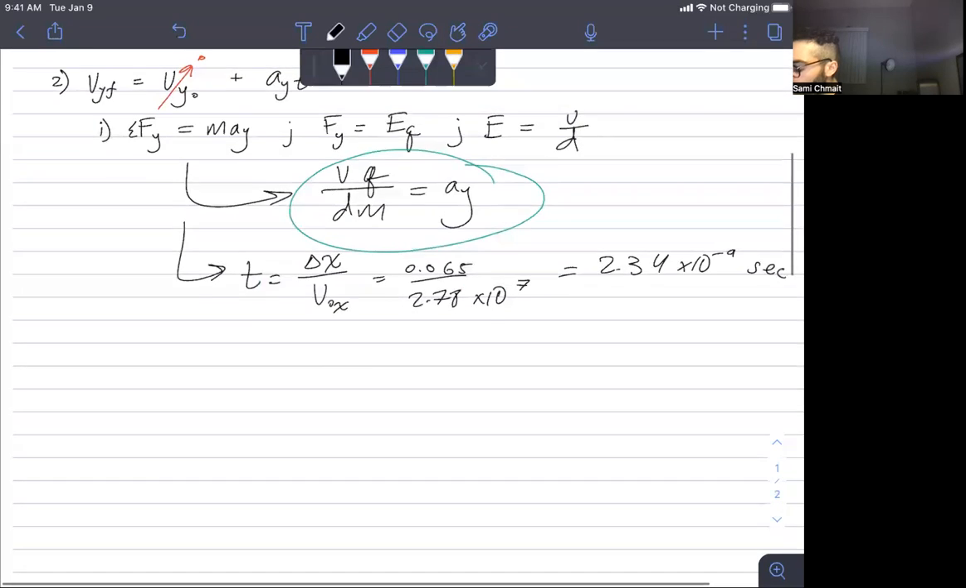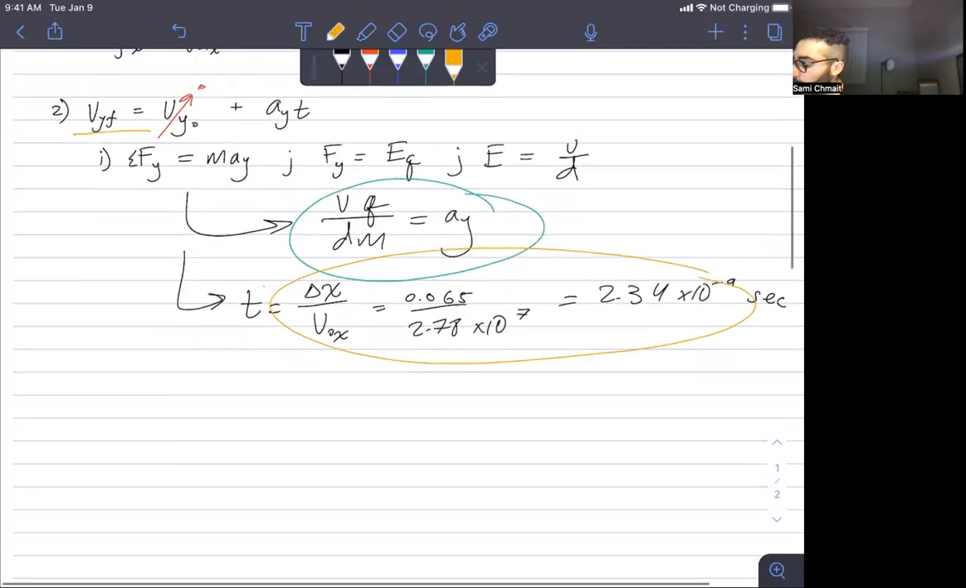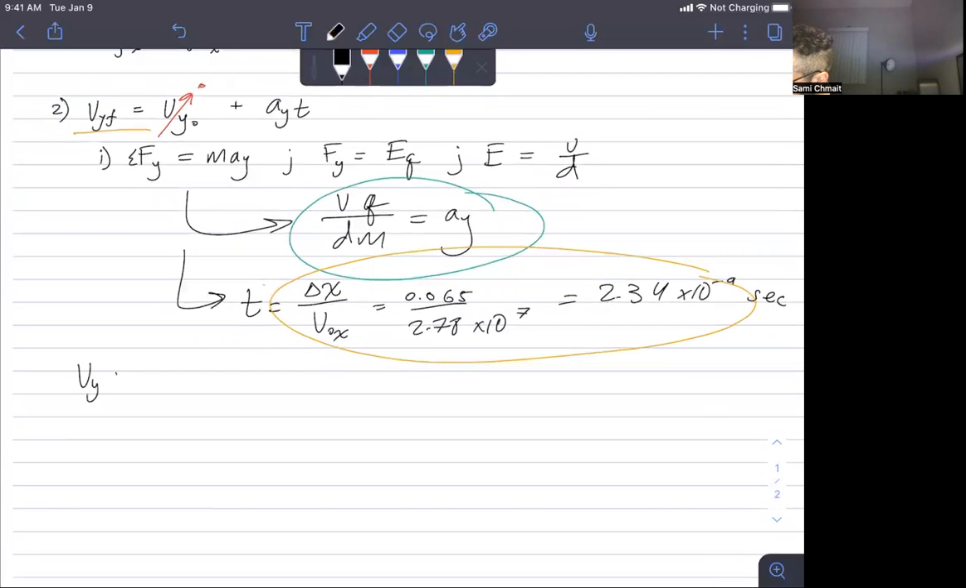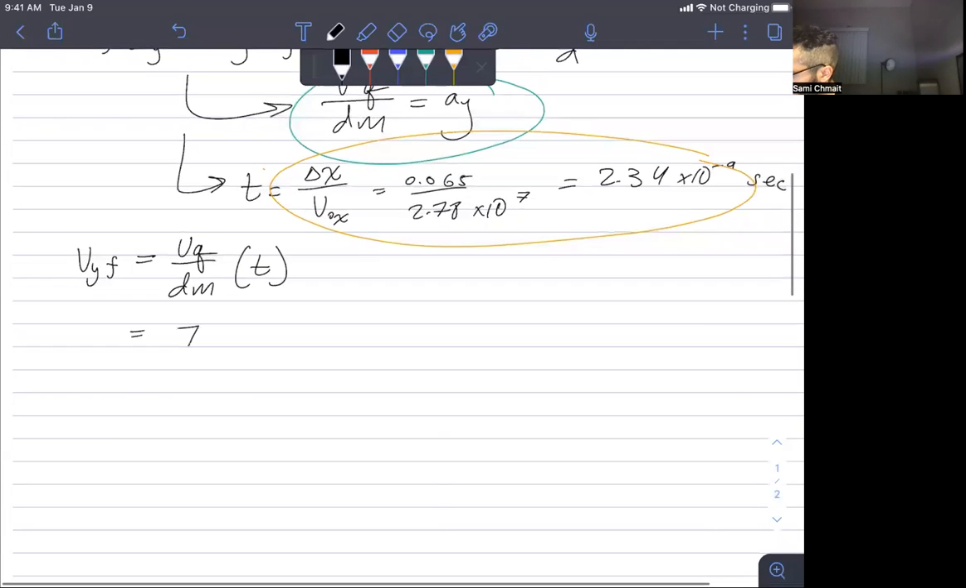Okay? So at this point, you now have everything you need to solve for that final velocity with respect to the y direction. So we'll say v y f equals V q over d m times t. We just found out what t is. You're going to plug in everything you need, and you'll end up getting 7.9 times 10 to the minus 6 meters per second. So let me be clear here.